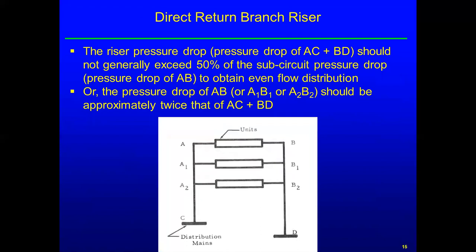The riser pressure drop of AC plus BD should generally not exceed 50% of the subcircuit pressure drop, which would be the pressure drop of AB, to obtain even flow distribution. Or the pressure drop of AB or A1, B1 or A2, B2 should be approximately twice that of the supply riser AC plus the return riser BD. So that's a little tedious, but if you follow those guidelines, they will help to make sure that we can distribute the flow properly.